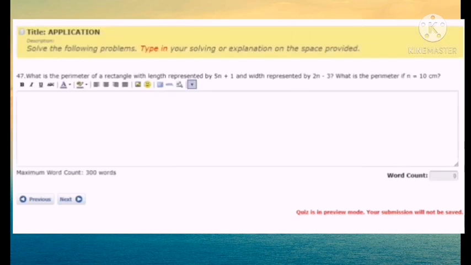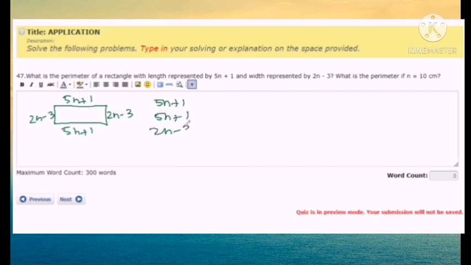Next, we have number 47. What is the perimeter of the rectangle? So this time it's a rectangle. The length is 5n plus 1, so there are two lengths. And the width is 2n minus 3, and there are also two widths. Then we add all the sides since it is a perimeter. So 5n plus 1, 5n plus 1, 2n minus 3, 2n minus 3. If we add this, 5 plus 5 is 10, plus 2 is 12, plus 2 is 14n. 1 plus 1 is 2, plus negative 3 is negative 1, plus negative 3 is negative 4. So this is the representation of the perimeter.